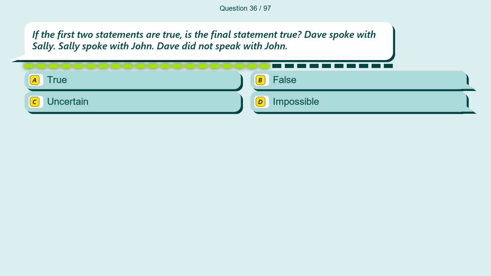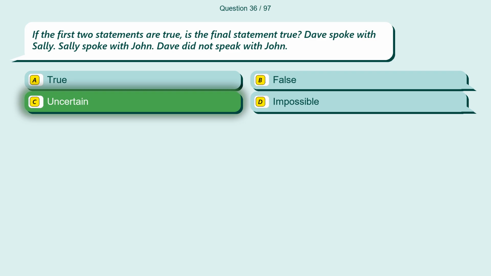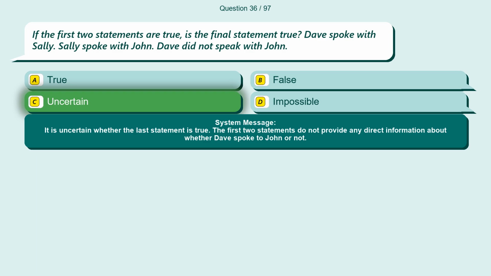Dave spoke with Sally. Sally spoke with John. Dave did not speak with John. Option A, true. Option B, false. Option C, uncertain. Option D, impossible. The correct answer is option C, uncertain. It is uncertain whether the last statement is true. The first two statements do not provide any direct information about whether Dave spoke to John or not.